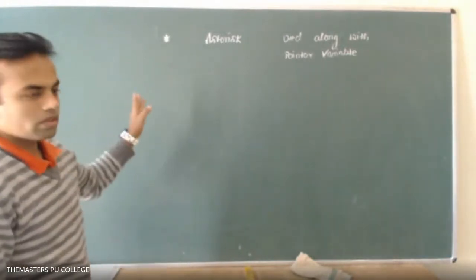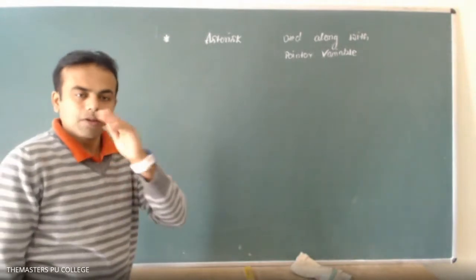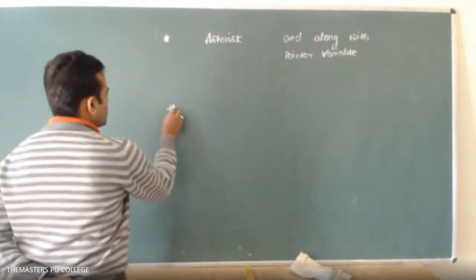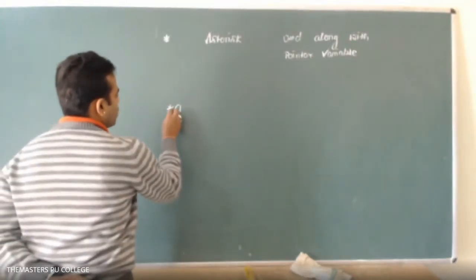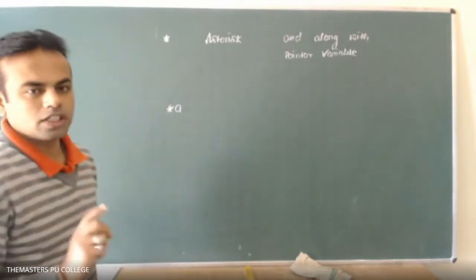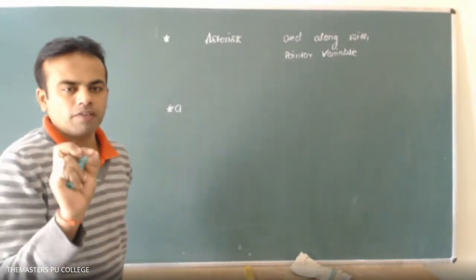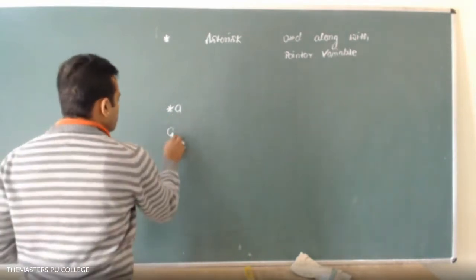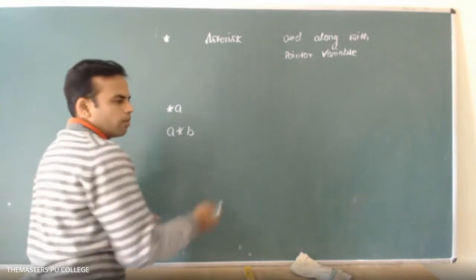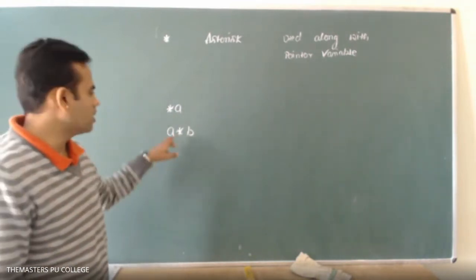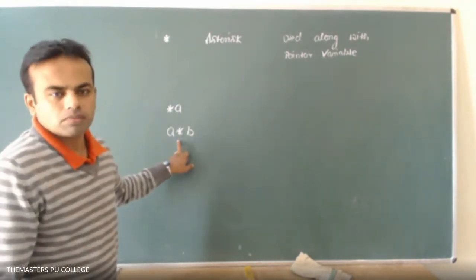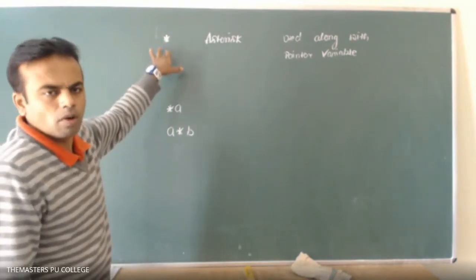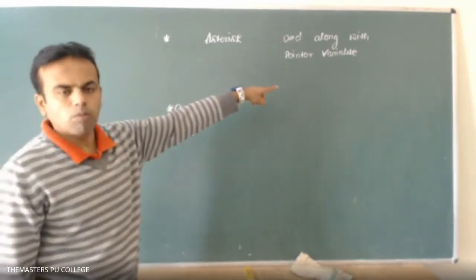Even asterisk can be used as unary as well as binary. If it is used alone, it is called a pointer variable. This is what we now call a pointer variable. Suppose it is used between two operands, like a binary operator, then it is called product, multiplication. If it is used with a single operand, it is called a pointer variable.